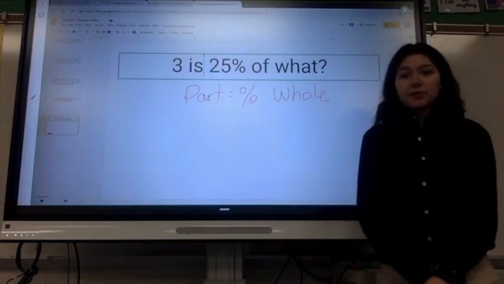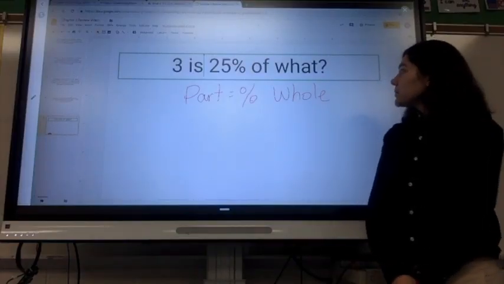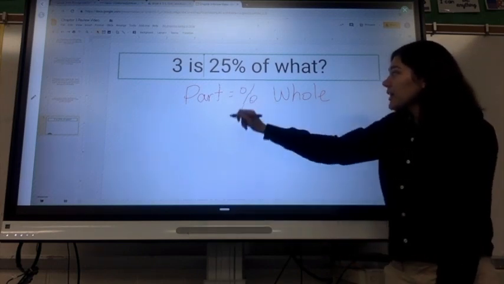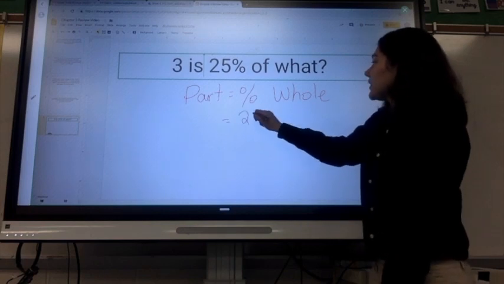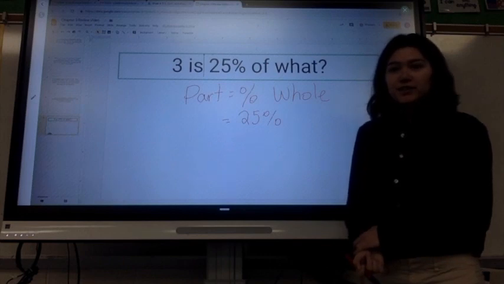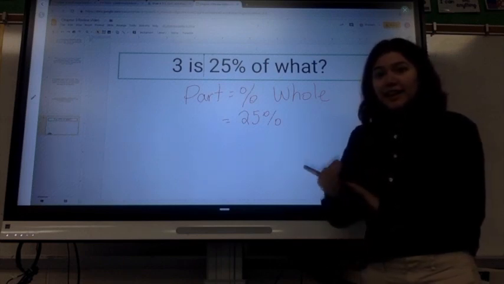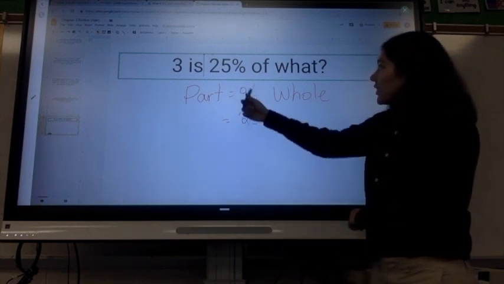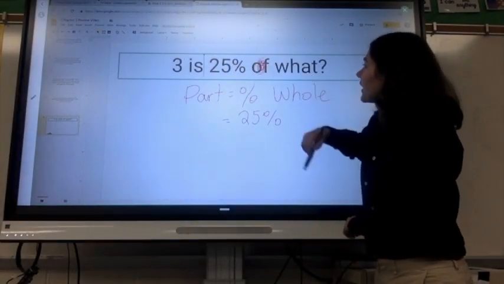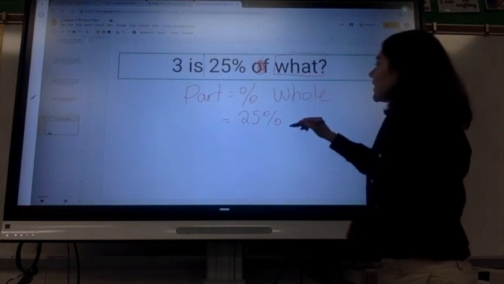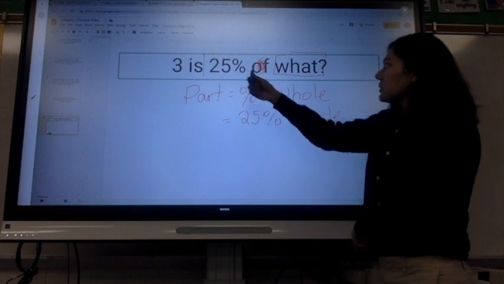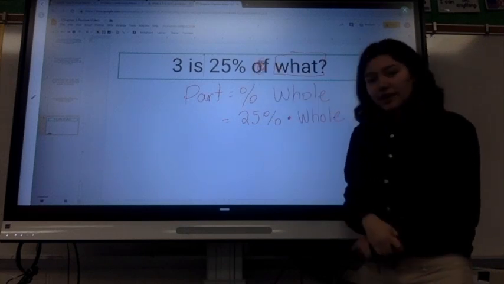All right, so here we have a pretty straightforward one. 3 is 25% of what? 25% is obviously going to go in my percent box. Then we just need to pay attention to the wording. It's 25% of what? So we're taking 25% of, remember that's always telling us to multiply, of what? That's what I'm trying to figure out. So that's going to fill in our whole. 25% of what value? Of our whole.